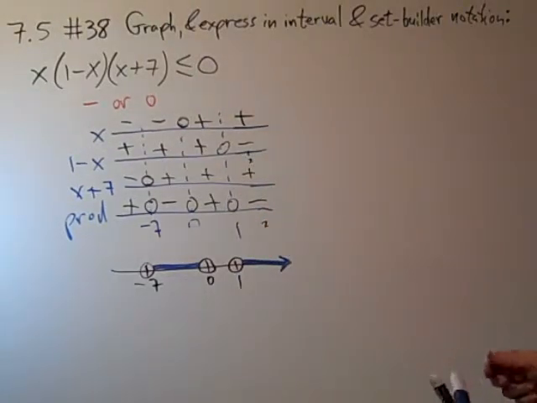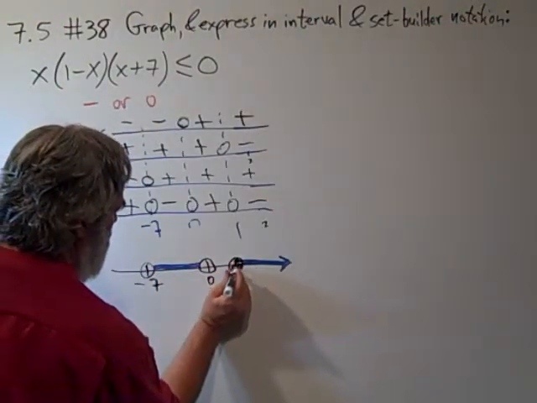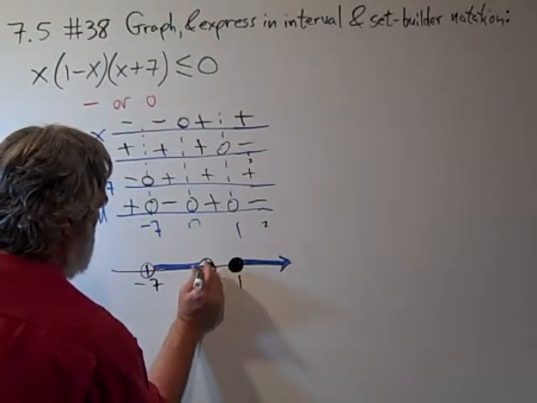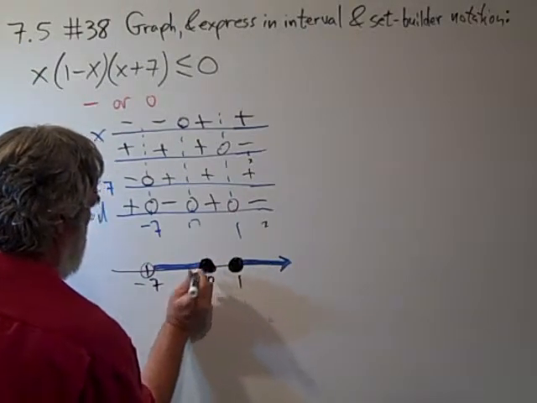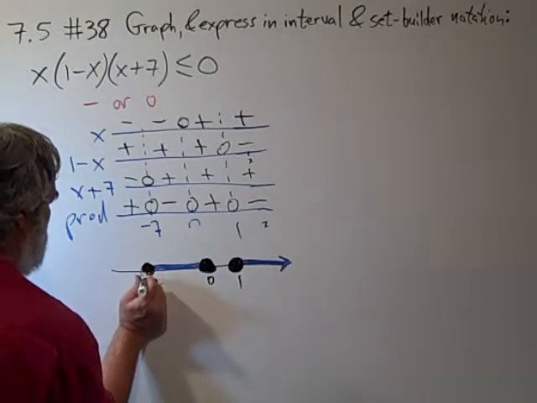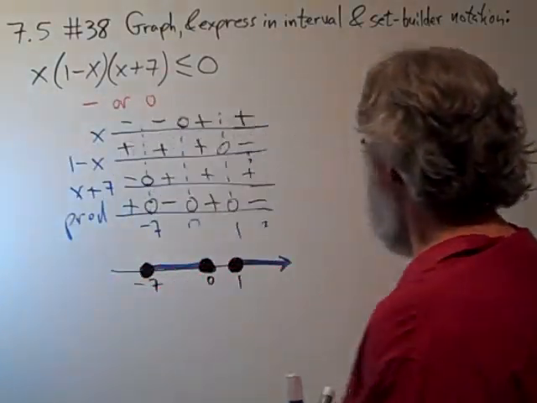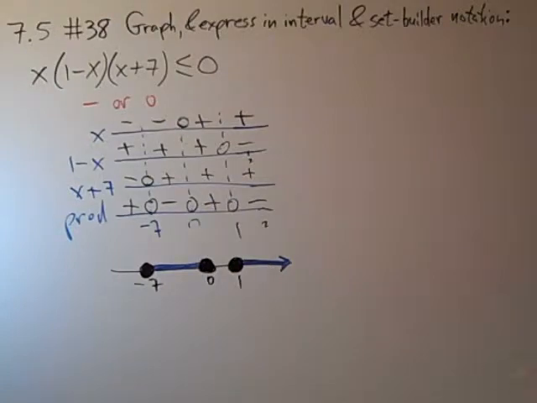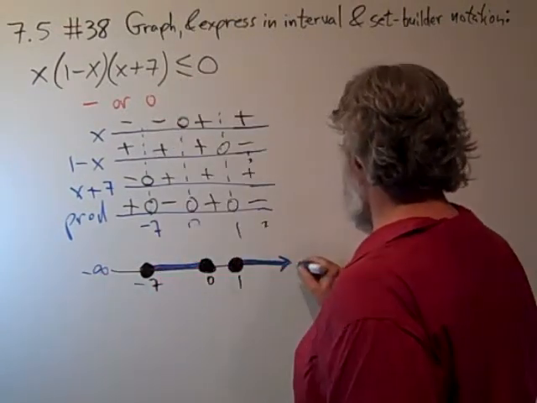Also, we include all the zeros. So shade in each of these zeros as well, including this point, or including this point. And we're including this point, part of the solution set. And so, that's the graph of the solution set.